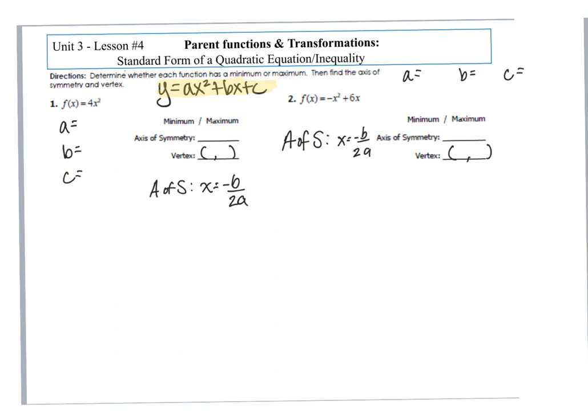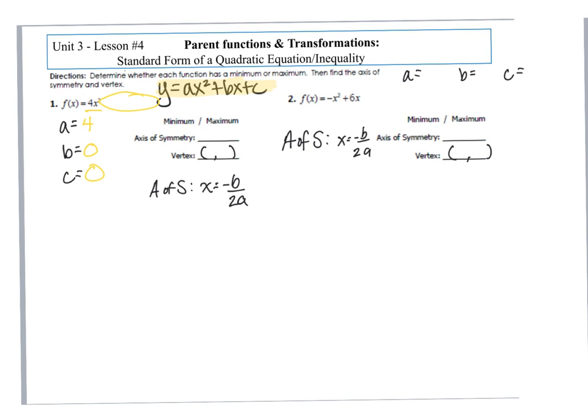So if we're on number 1, my equation is just f of x equals 4x squared. a is the number in front of x squared, so that's pretty easy. I have 4x squared, so a is the number 4. b is the number in front of x, but notice there's nothing that comes after that. I don't have an x term. That makes the b value 0, and I don't have a regular number either, so that makes the c value 0. That's what I know so far.